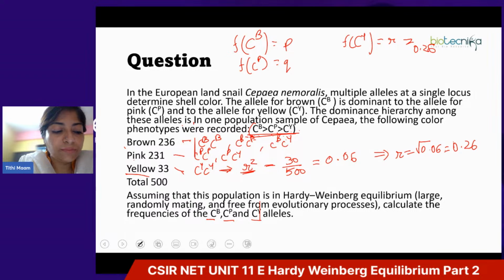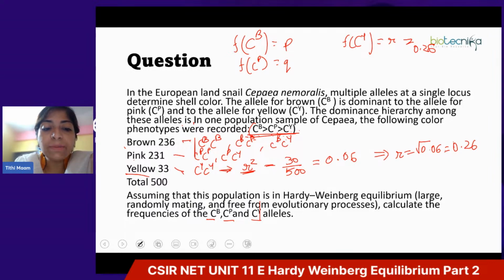Now, if you remember in the last class when we talked about multiple alleles, once you have solved one, next what we will do? Just take that allele and another allele. It can be anyone. Either you take CB or you take CP. But if you take CB, there will be more number of values there. So instead of that, we can take CP and CY together. So pink and yellow, right?